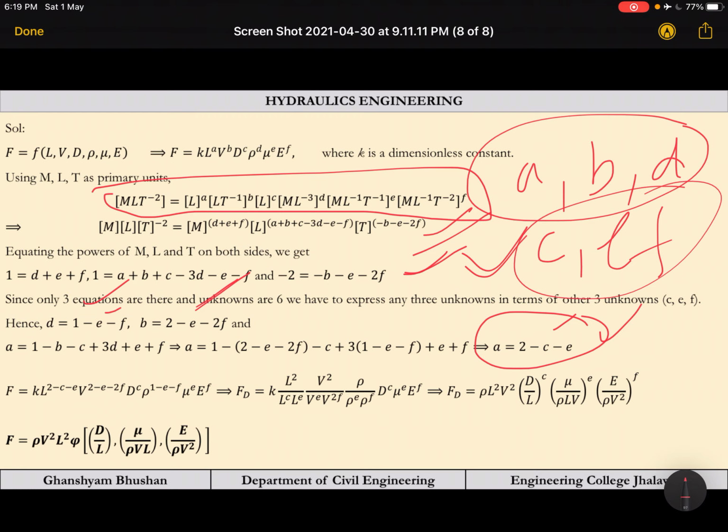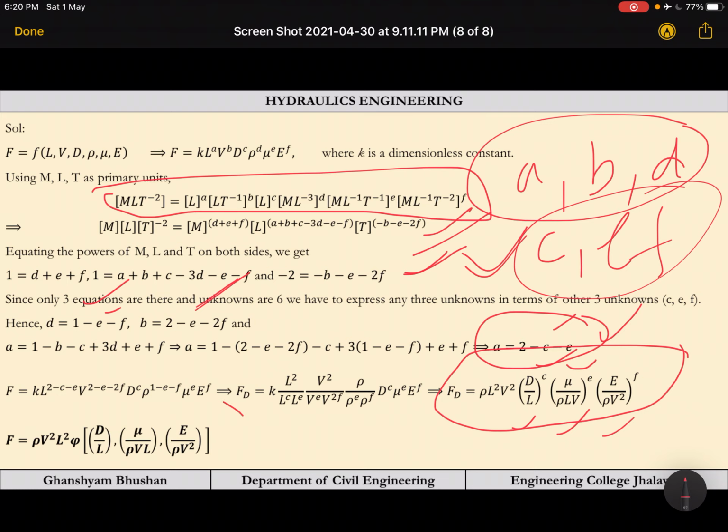Put the values, and here you will be getting something like this. Here you can see 1, 2, and 3 dimensionless groups are there. If you check the parameters here, d by L will be meter by meter, that is dimensionless. Mu upon rho LV is a very important number which we will see in Buckingham pi, like in the model analysis. And E by rho V square is also a very important dimensionless number which we will see later on.